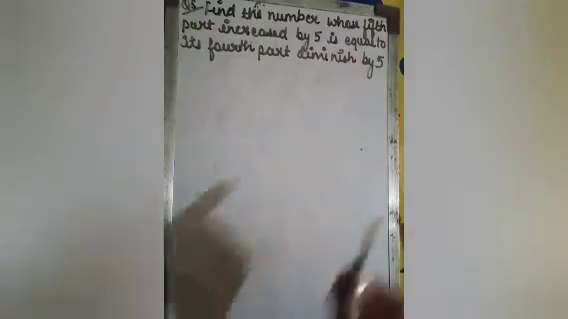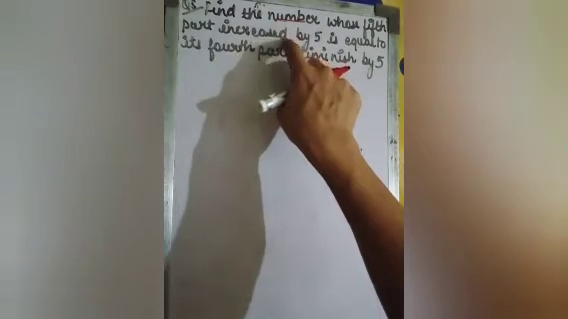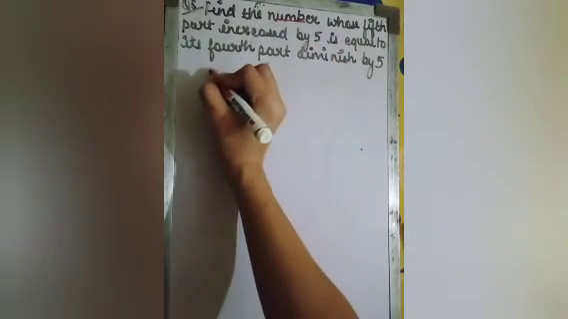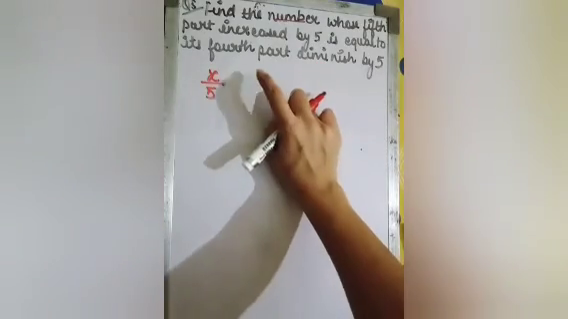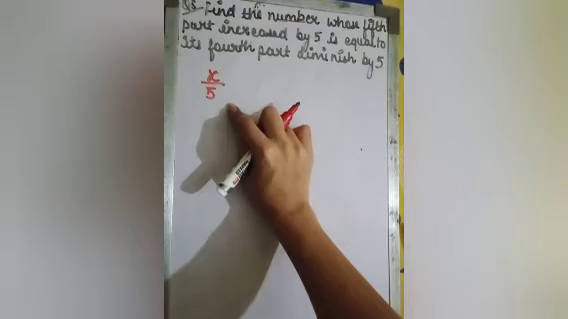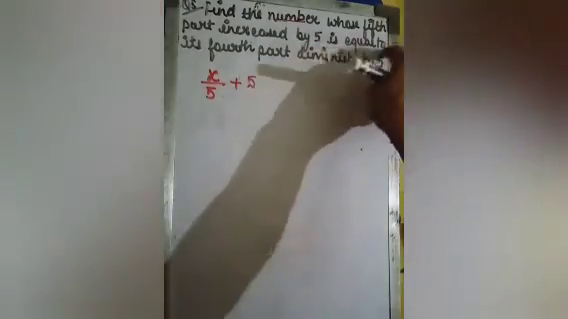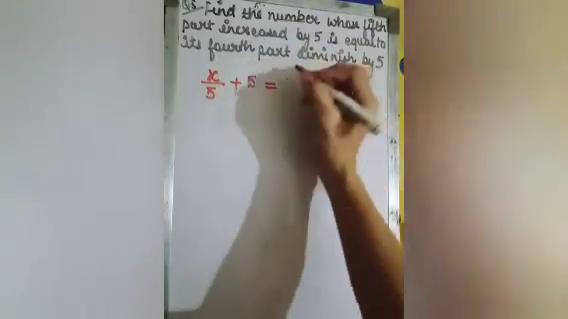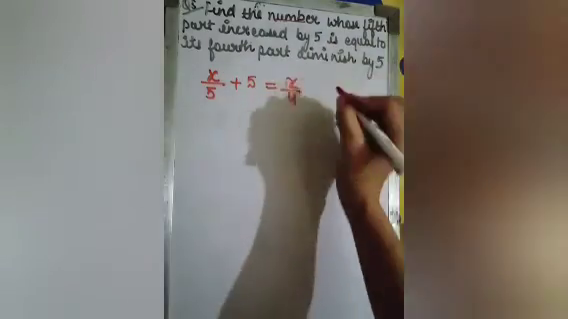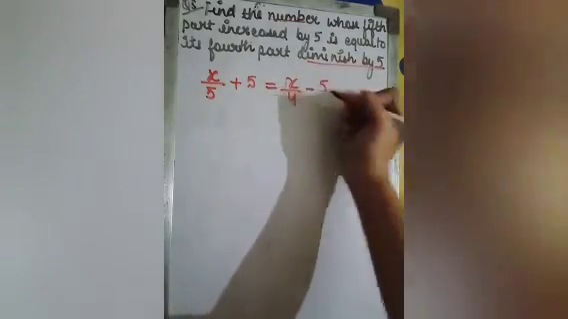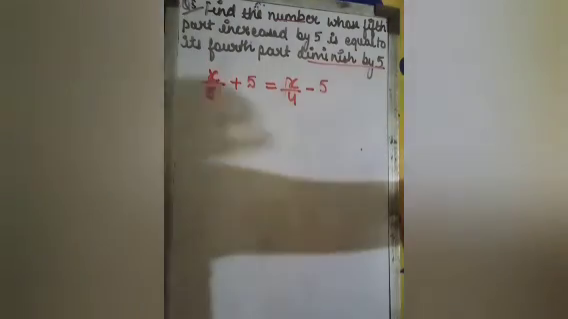It means we have to find a number whose fifth part increased by 5. First, fifth part of a number, that means we have a number x and fifth part of x is x upon 5. Increased by 5 is equal to fourth part of the number, that means x upon 4, diminished by 5. Diminish means minus 5. Okay. Now this is your equation.